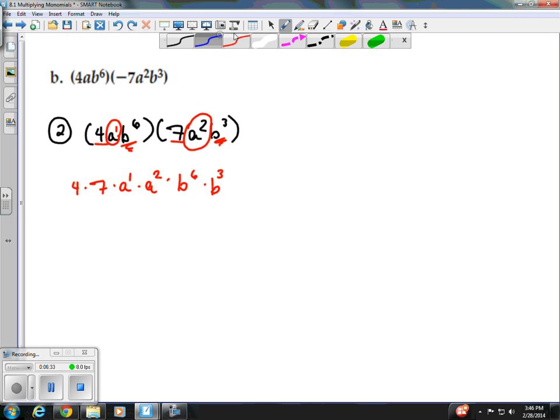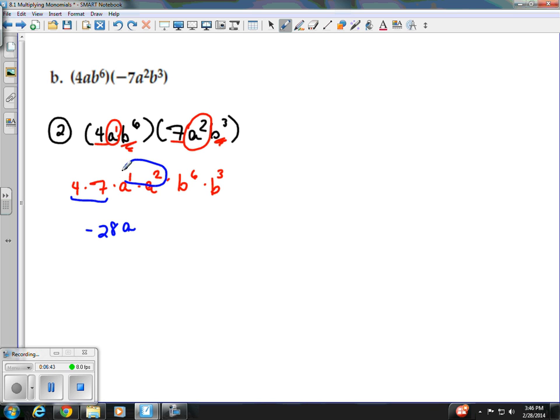So now we're going to come through here and multiply our coefficients. 4 times negative 7 is negative 28. Drop down our base of a, and then add our variables' exponents on the same base. So a and a, so it's 1 plus 2 gives us 3. Drop down our base of b and add its exponents. So 6 plus 3 is 9.